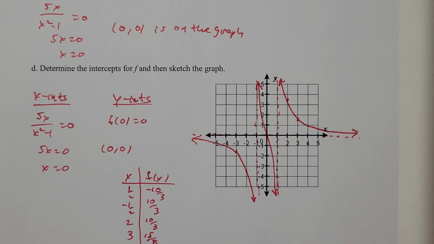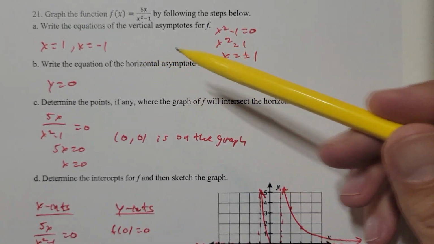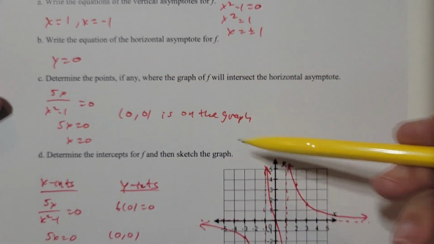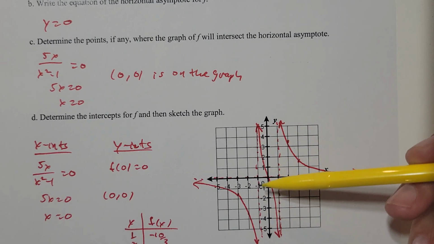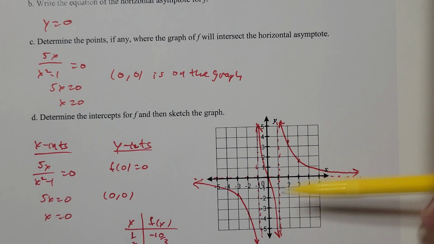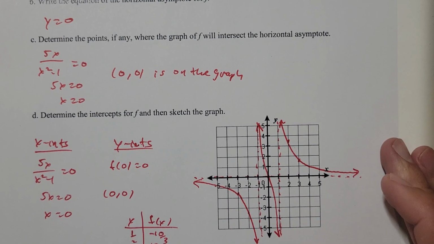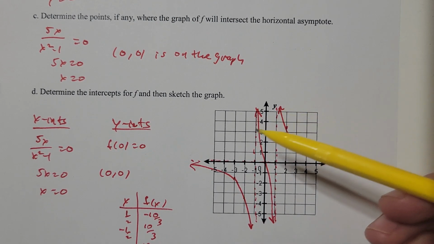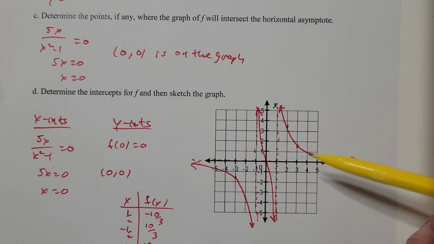After doing that, I only know one point on the graph, which is very typical of these problems. Now I know I've got two vertical asymptotes. They're at x equals 1 and x equals negative 1. Go ahead and make dotted lines there at those spots. And then we said there's a horizontal asymptote at y equals 0. So make a dotted line there. And now I got 3 sections to fill in. So I got the left section, a middle section, and a right section.